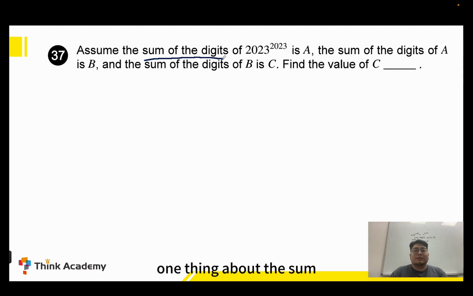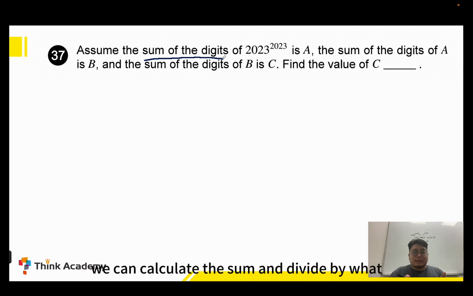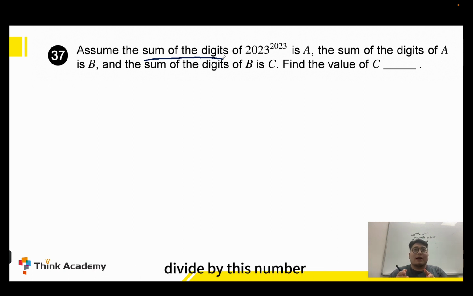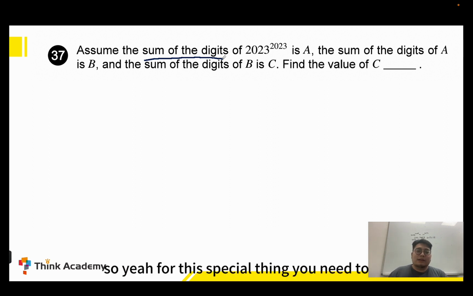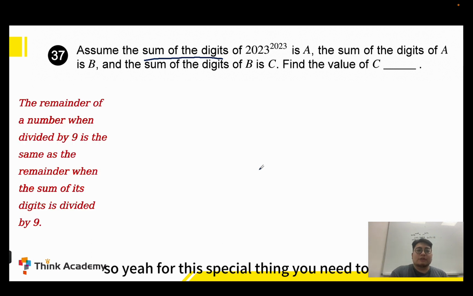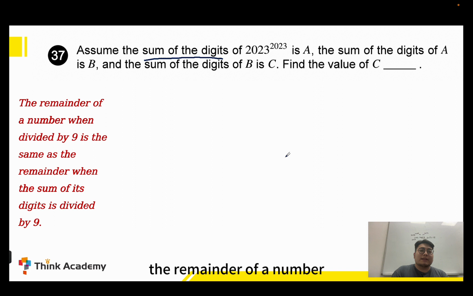We also need to remember one thing about the sum. We can calculate the sum and divide by something. If we can divide by this number with no remainder, it means that this number can be exactly divided by the number, for example, 9, 99 and 999. For this special thing, you need to remember this: the remainder of a number when divided by 9 is the same as the remainder when the sum of its digits is divided by 9. This is a very important thing, and we can also use this method to check whether a number can be divided by 9. So maybe have a try.